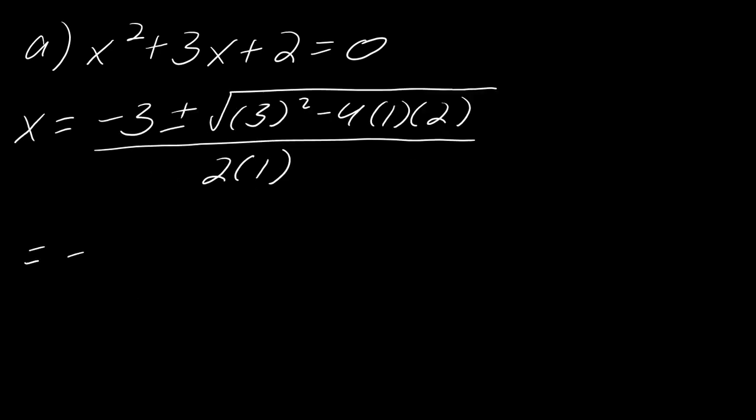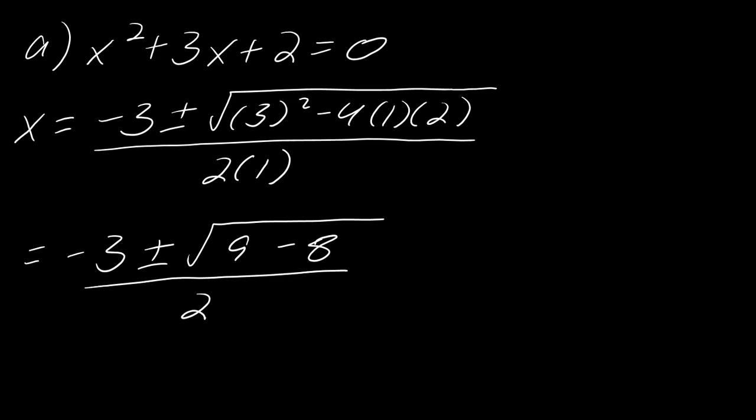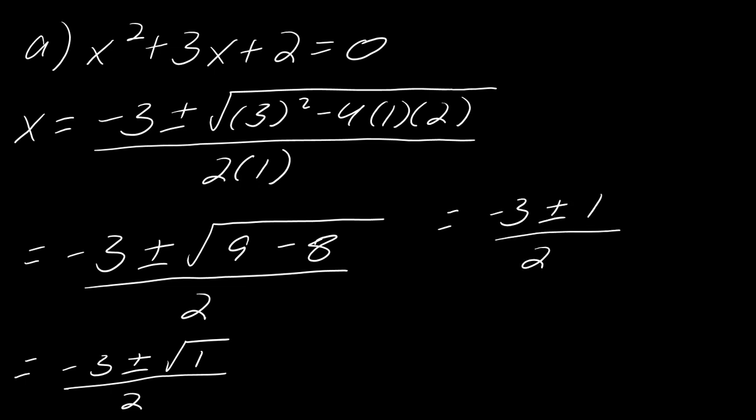Okay, so I'm just going to keep going with this. So this is going to become 9 minus 8 over 2. So this becomes negative 3 plus or minus the square root of 1 over 2. What is the square root of 1? It's just 1. So let's see, I'll continue this over here. So this becomes negative 3 plus or minus 1 over 2.